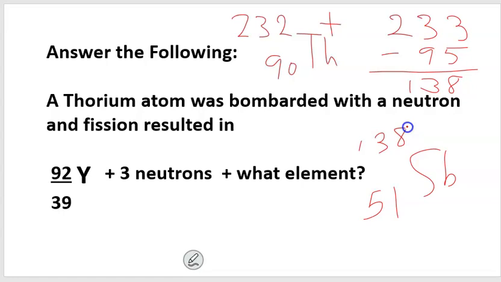And then does that add up? Does 92 plus 3 plus 138 add up to 233? If it does, you would have the correct answer. Do the 51 plus the 39 protons add up to the 90 protons that we started with in thorium? I hope this helps, and you feel prepared that you could solve problems like this, and that you have a little basic understanding of nuclear chemistry.